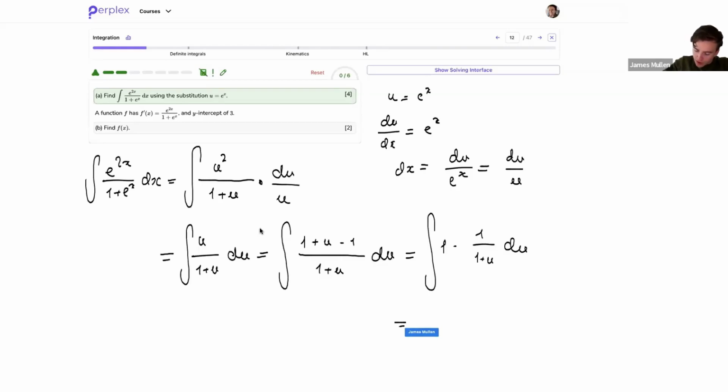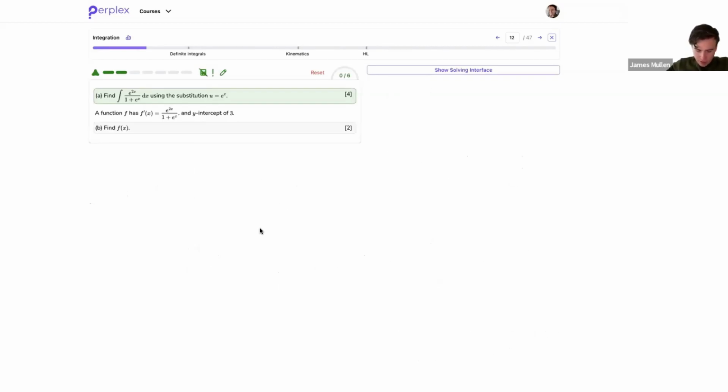Which is equal to, the integral of 1 is just going to be u, and then the integral of 1 over u I know is ln of u, so this is going to be minus ln absolute value of 1 plus u, and let's not forget our plus c. Okay, and I just have to plug back in what I know for u, which is e to the x, giving e to the x minus ln of 1 plus e to the x plus c. Okay, so I'm just going to clear my screen now, and we're going to check that off.